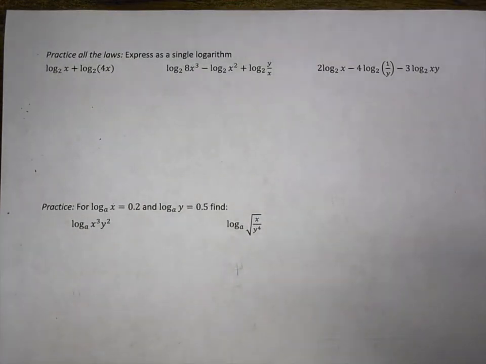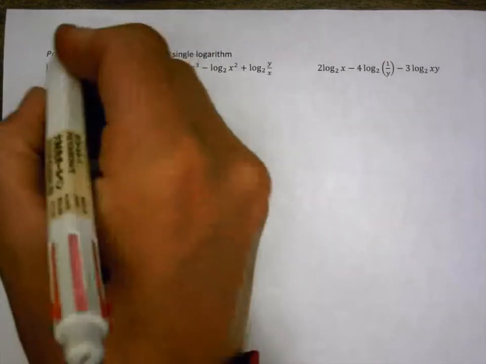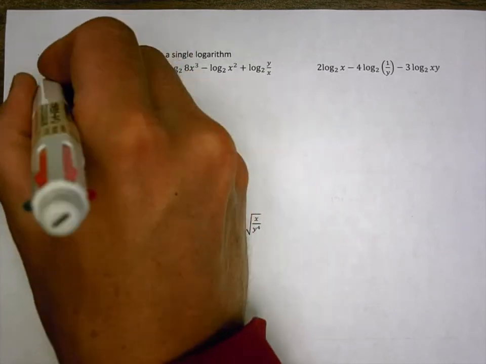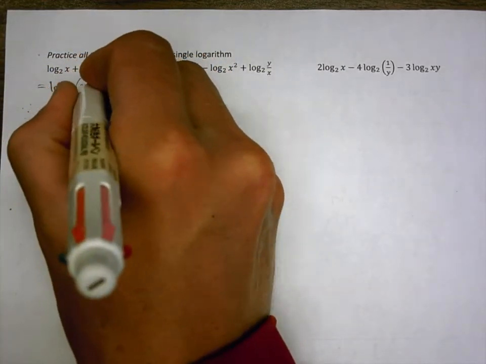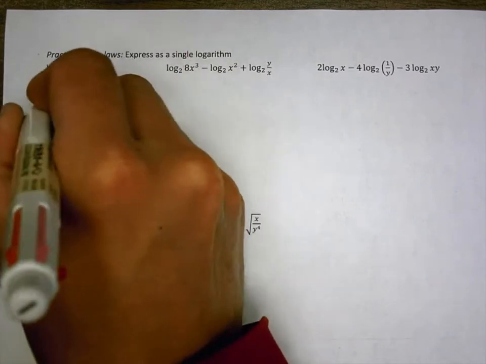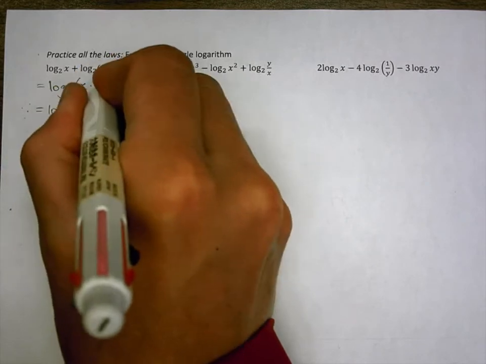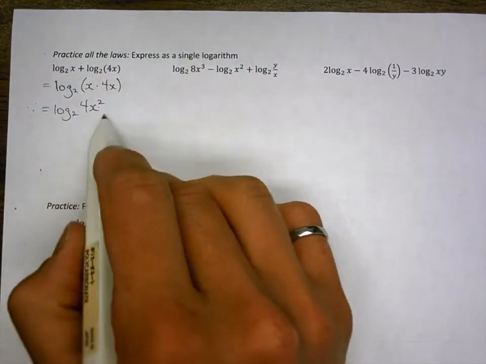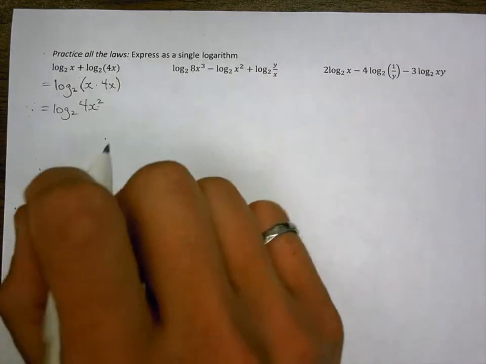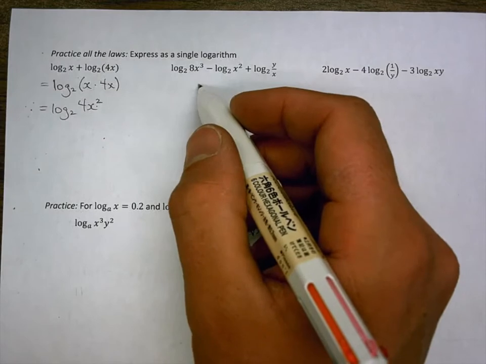Okay, welcome back. So here I see that the logs, they have the same base, so I can multiply my arguments. So I have log base 2 x times 4x. So that gives me log base 2. Now x times x is x squared, so 4x squared. Again, you could put the brackets there if you wanted around the argument, but they're not necessary. It's implied.